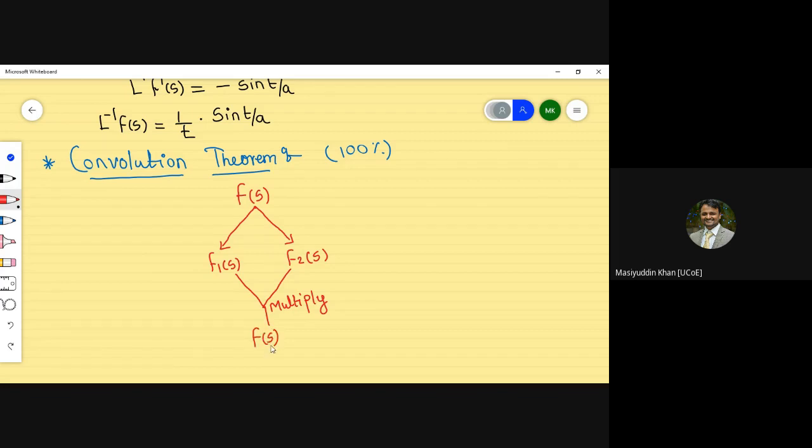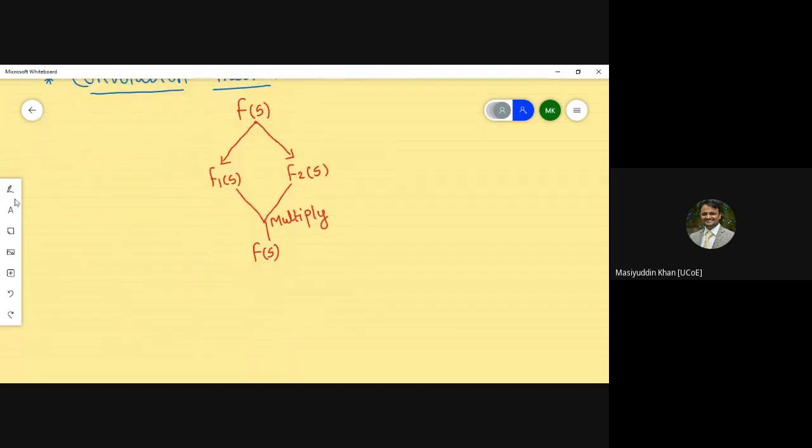मतलब क्या करना है exactly? We have to separate the function, but if we multiply both the functions f1 of s and f2 of s, then you will get again the same f of s. So the term is multiplication, please remember. This is the first step of the convolution theorem. Now the second, what we have to do.